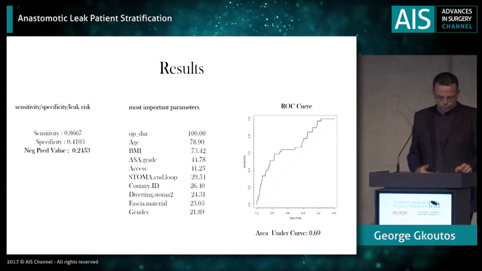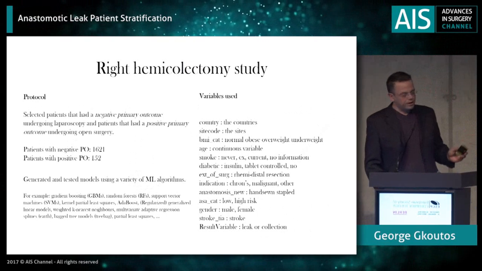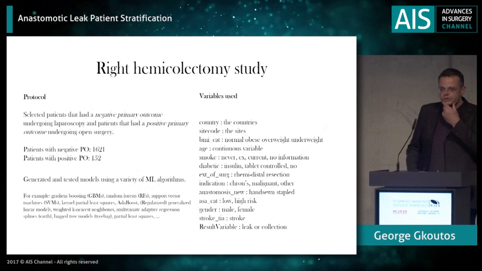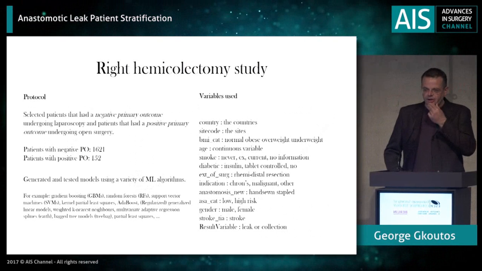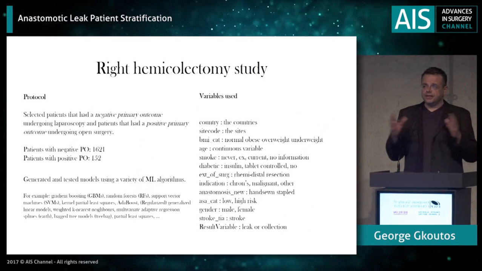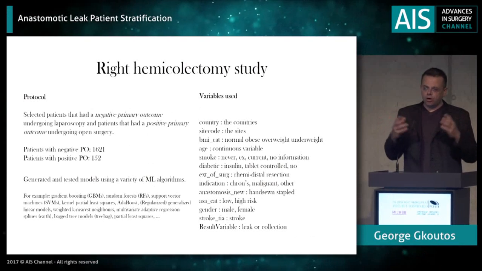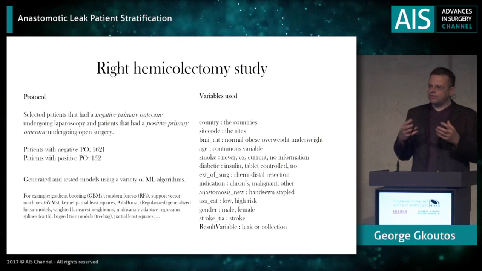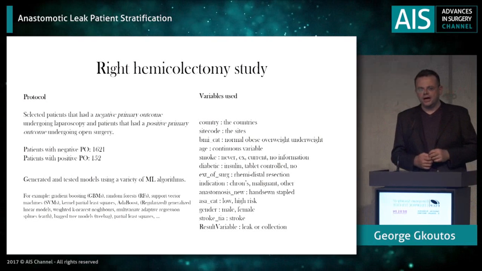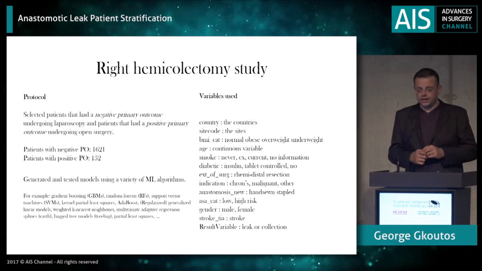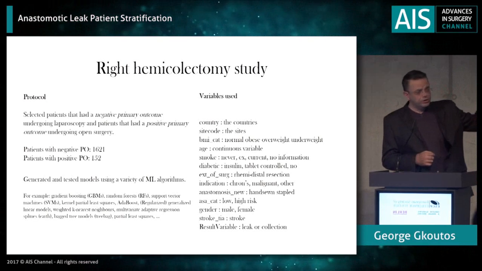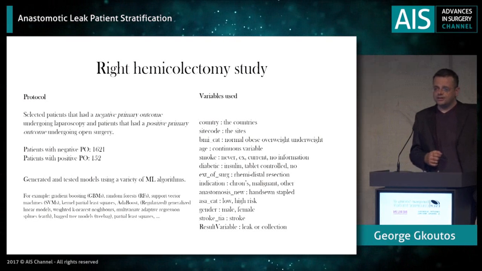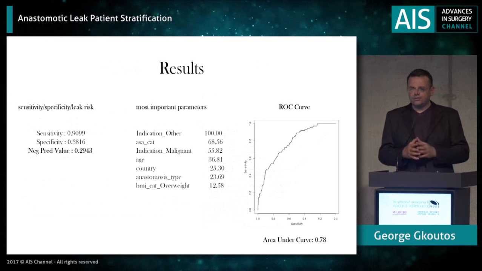So we want to exploit that, to test whether we can use that. So what we did is we took laparoscopy patients that didn't leak, and we combined them with open surgery patients that had positive and negative outcomes. And we formed the same hypothesis. Can we predict who is going to leak and who is not going to leak? We used the type of parameters that were available and a similar type of approach. And these are the results now.